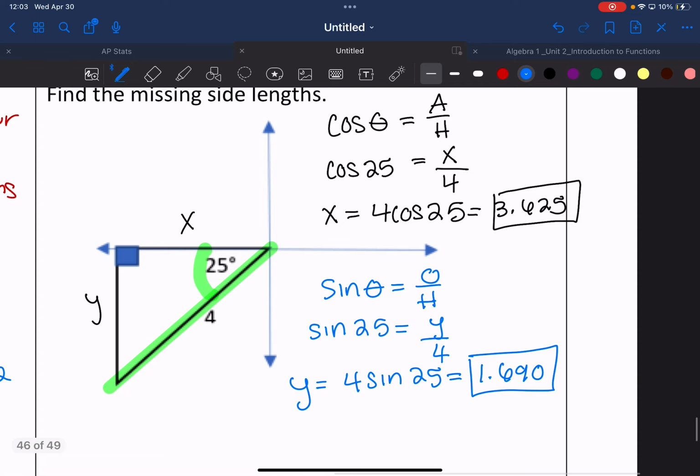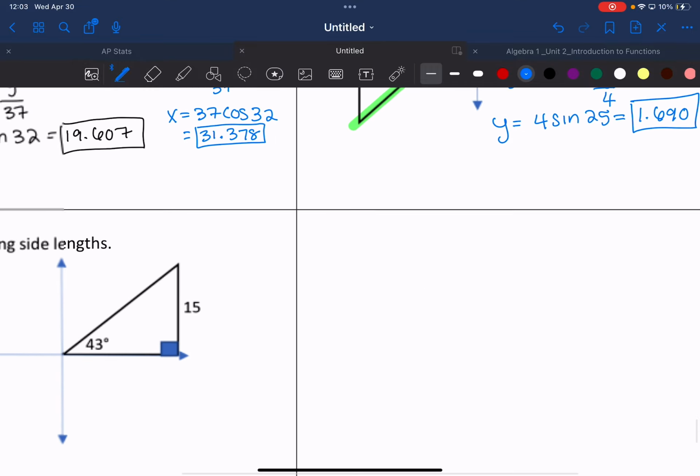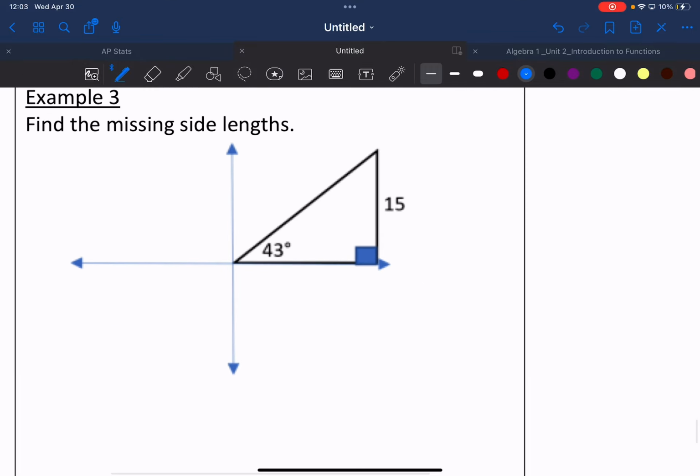Okay, any questions on 1 or 2? Okay, 3 says find the missing side lengths.